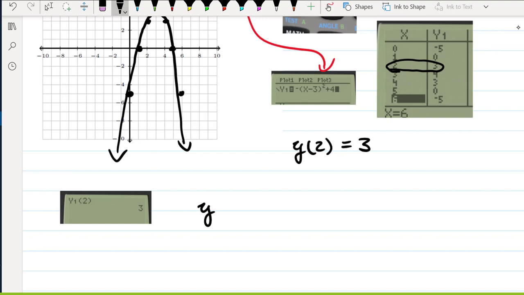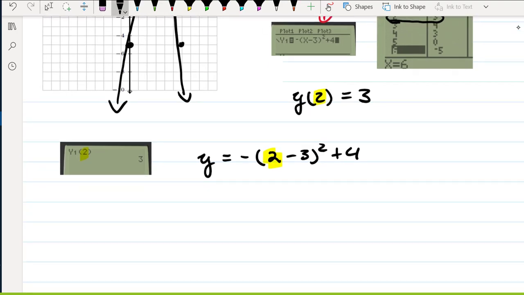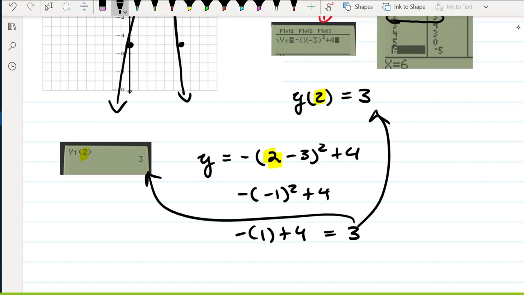So if I do that, y equals negative parenthesis, if I put in 2, it's going to be 2 minus 3 squared plus 4. So I'm putting that 2 in to the original function. So now if I simplify that, 2 minus 3 is negative 1 squared plus 4. Negative 1 squared is positive 1, but then I have a negative, so negative 1 plus 4 gives me 3. Oh. Same thing in all the different ways.